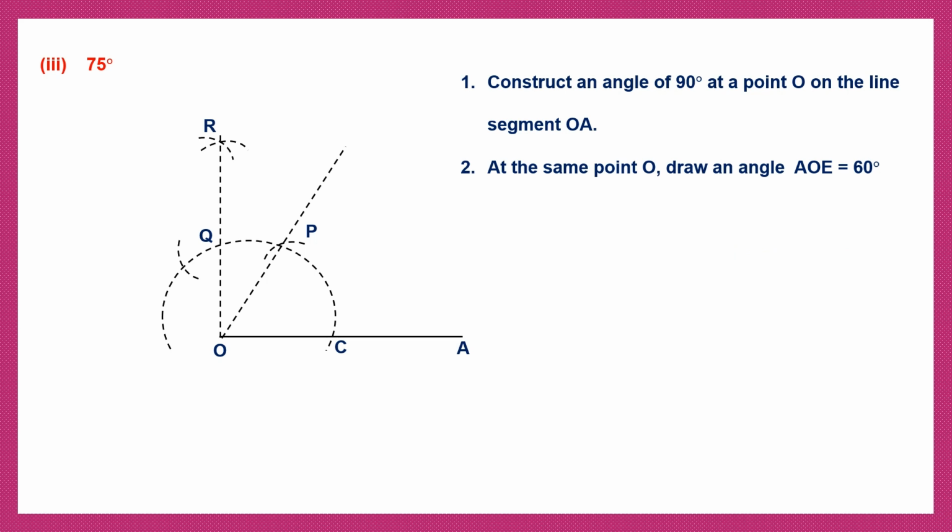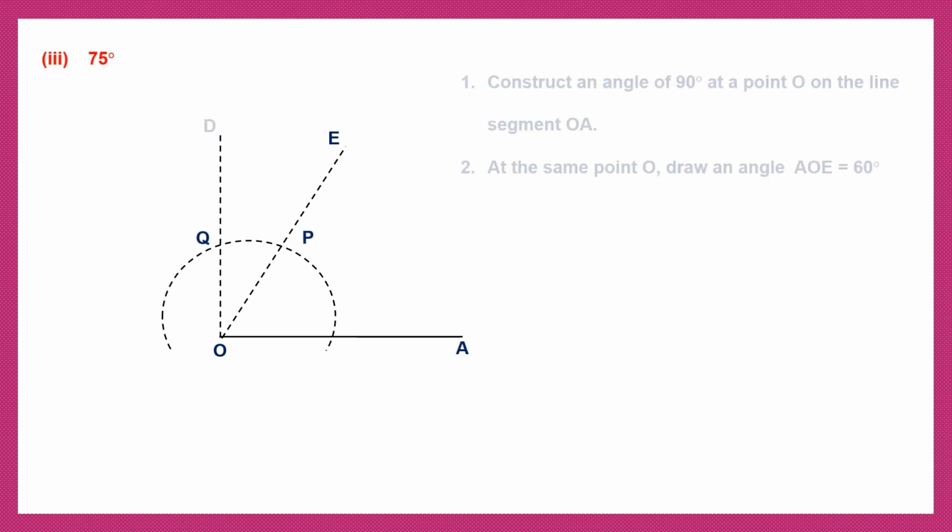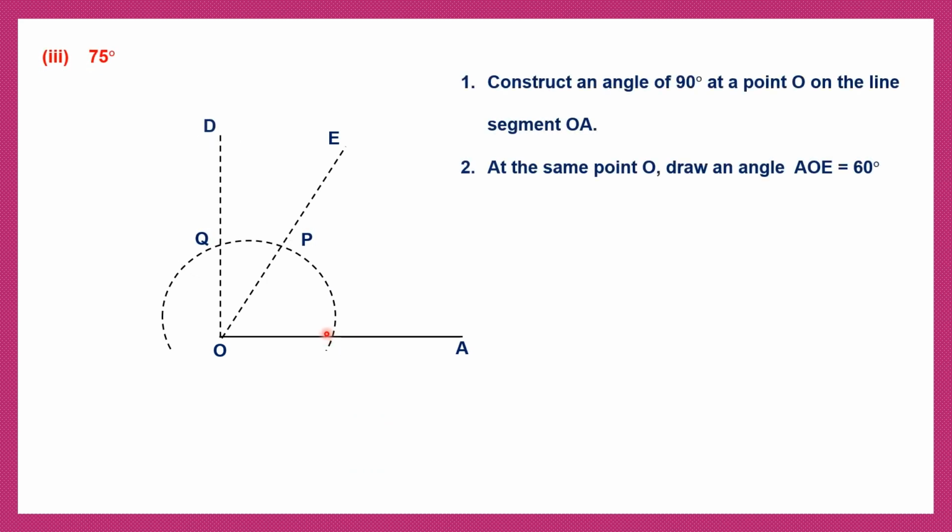So how do we do that part? So here we are going to bisect the angle. We have the first two steps. The next step is bisect DOE. So DOE, this part we are going to bisect.